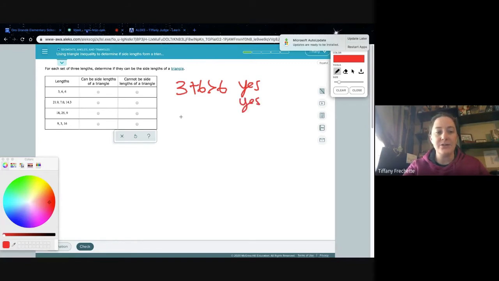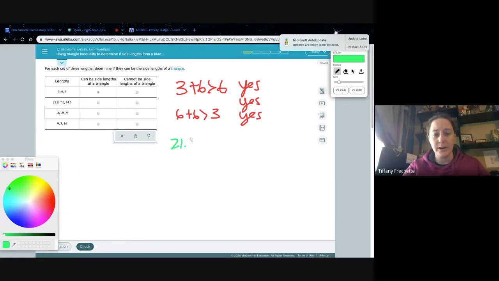And then I have my last one, which is 6 plus 6 is greater than 3. Well, both of these are bigger than 3, so 6 plus 6 will be greater than 3. So yes. So our first one is a yes. All right. The next one we have, and I'm going to go green on this one.